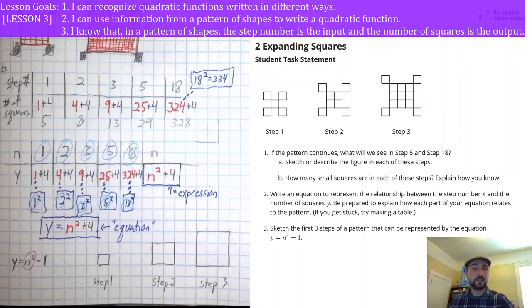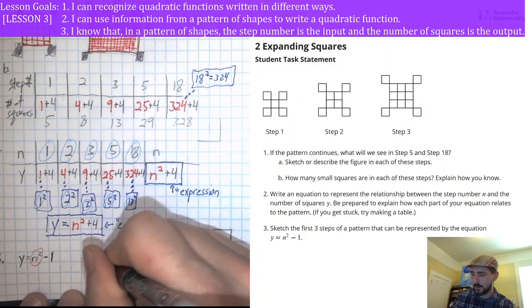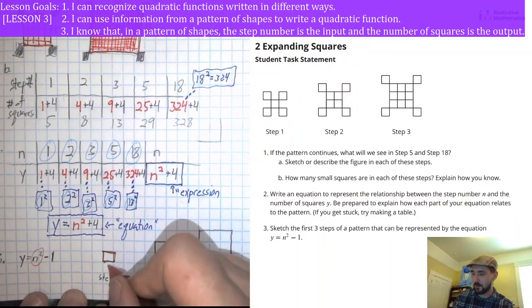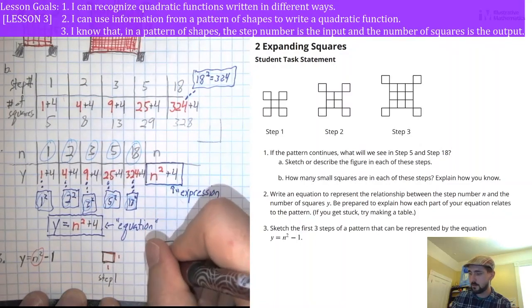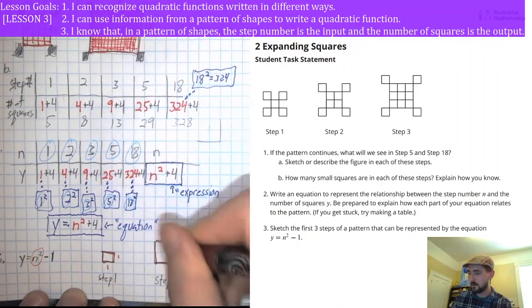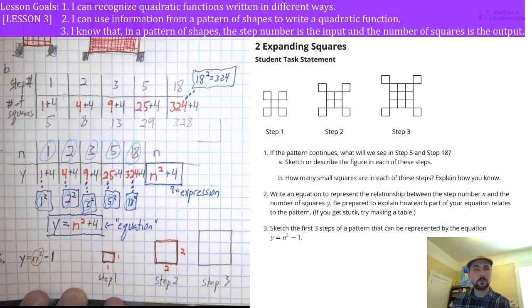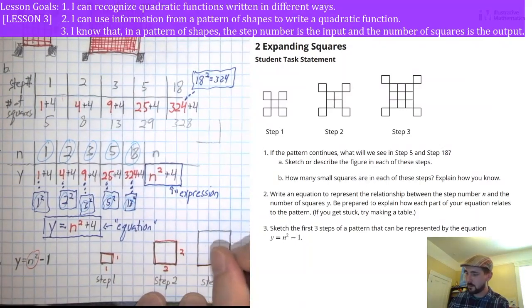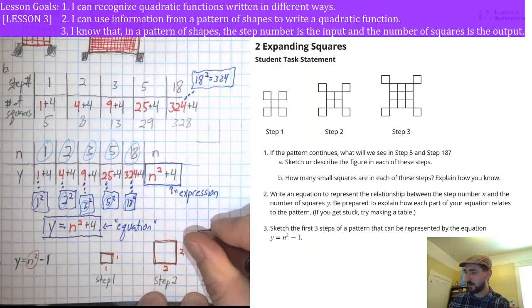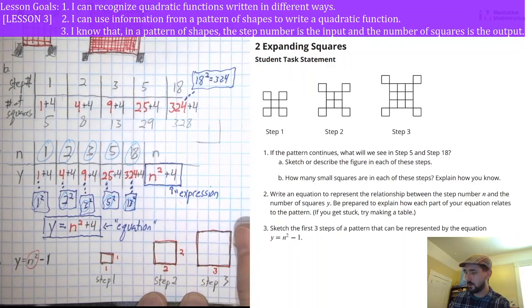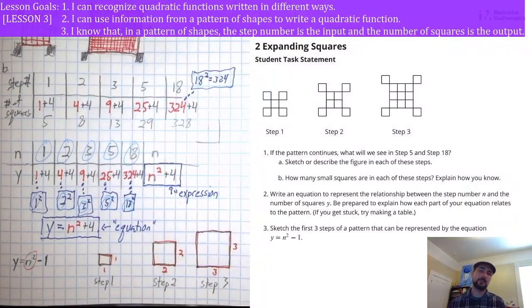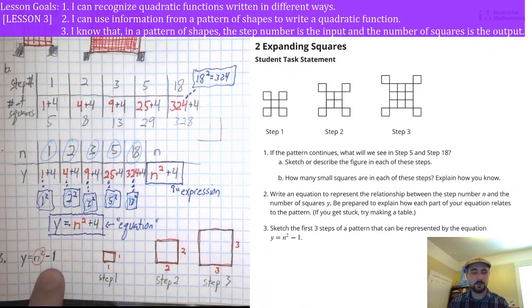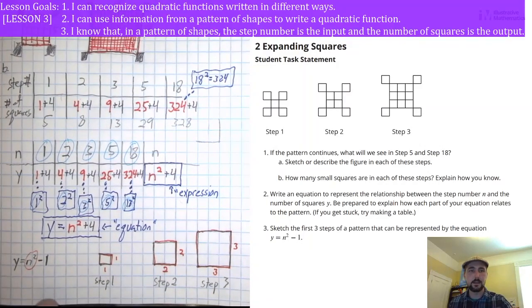So this would be the n squared pattern, right? Each step just has one bigger square. 1 by 1, 2 by 2, and in step 3, 3 by 3. But wait, you might say. I thought there's supposed to be a minus 1 in here as well.